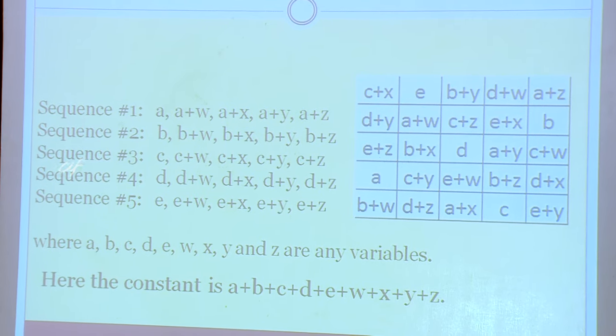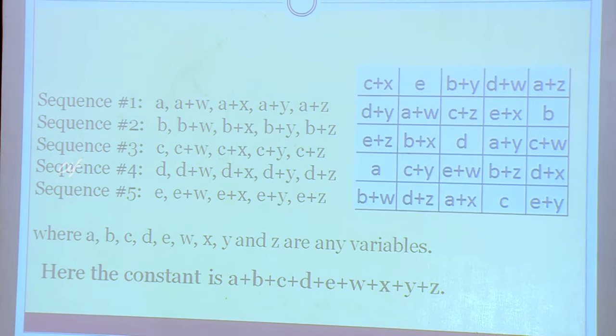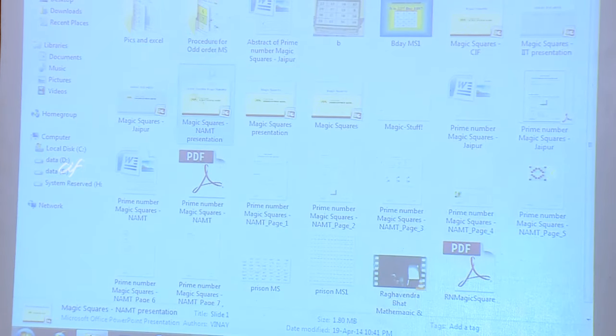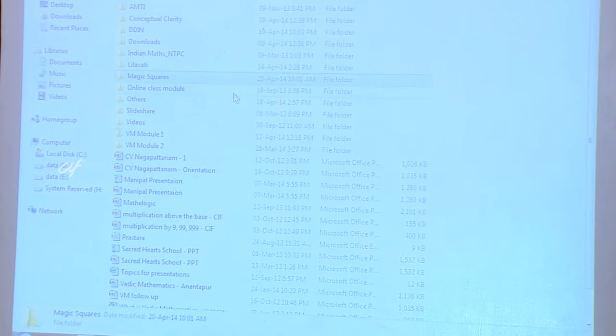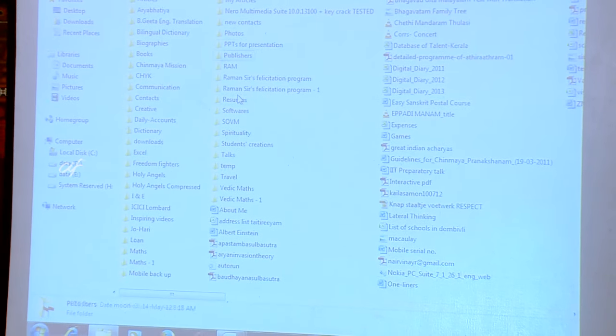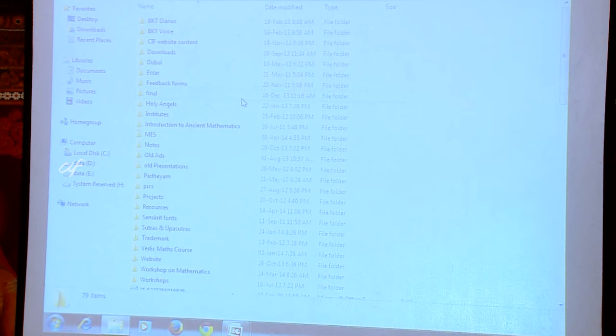And before we conclude, I'll just quickly take you through that research article by Datta and Singh, where he has written about magic squares in India. We'll just quickly go through that. It's really beautiful.